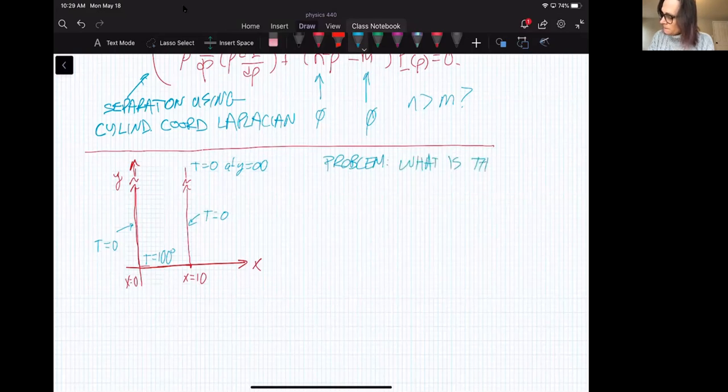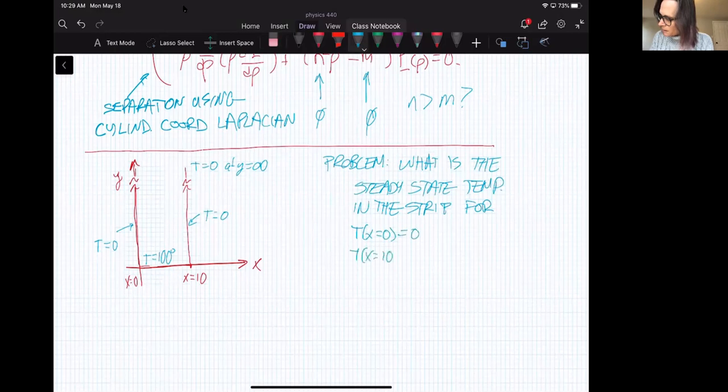What is the steady state temperature in the strip for these boundary conditions? That is, T of x equals 0 is 0, T of x equals 10 is equal to 0, T of y equals 0 is equal to 100, and T of y goes to infinity is equal to 0.